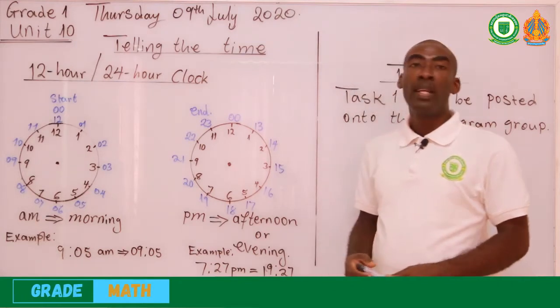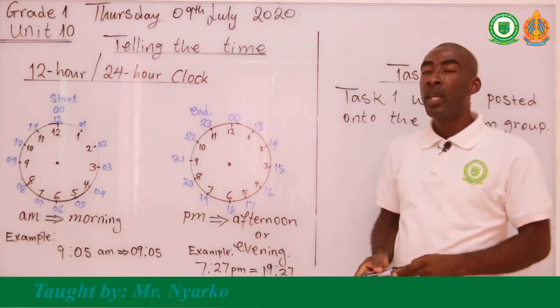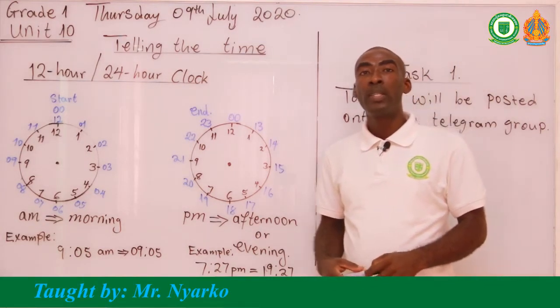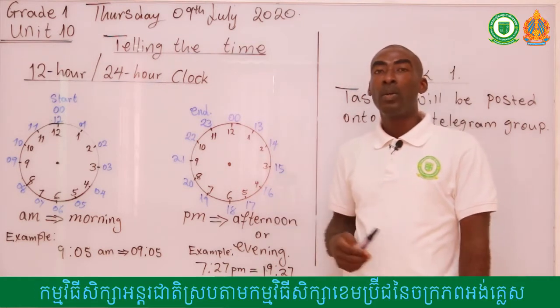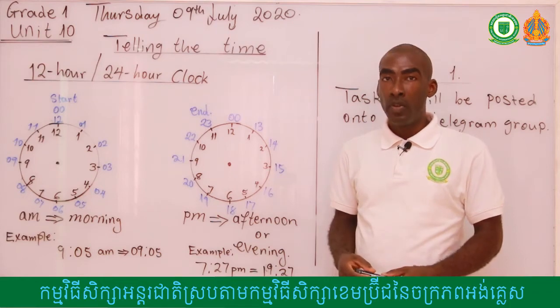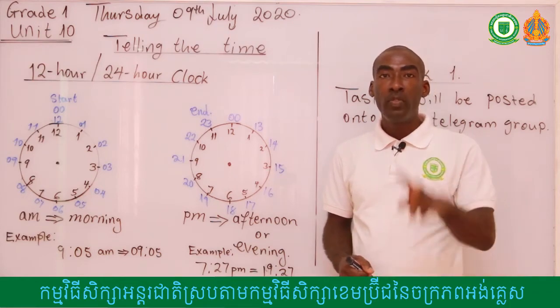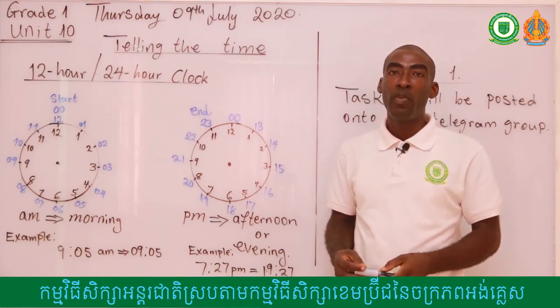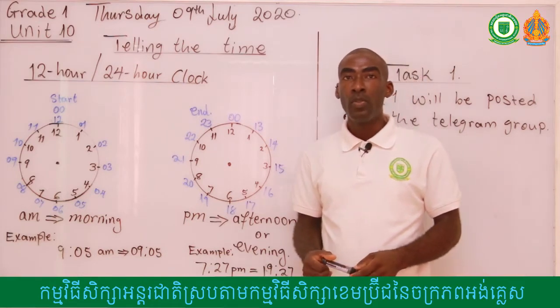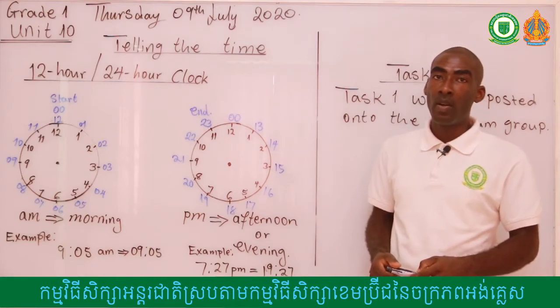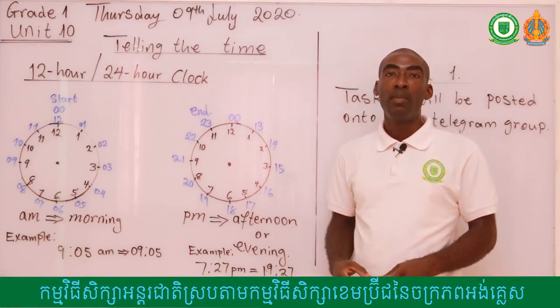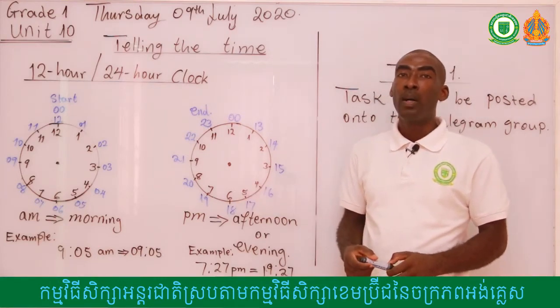We'll be continuing our lesson on telling the time. Today, we'll look at how we can tell a time in a 12-hour clock format or a 24-hour clock format. That means we have two types of time formats that you can always use to tell a time. Either you say your time in a 12-hour clock or you say your time in a 24-hour clock.